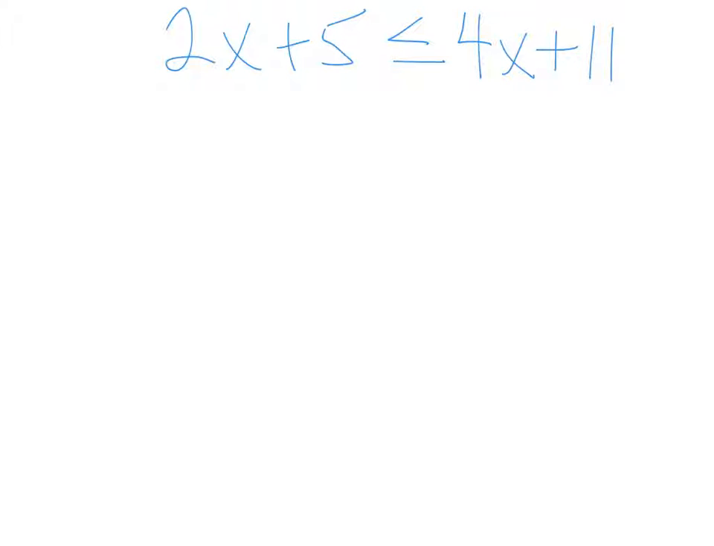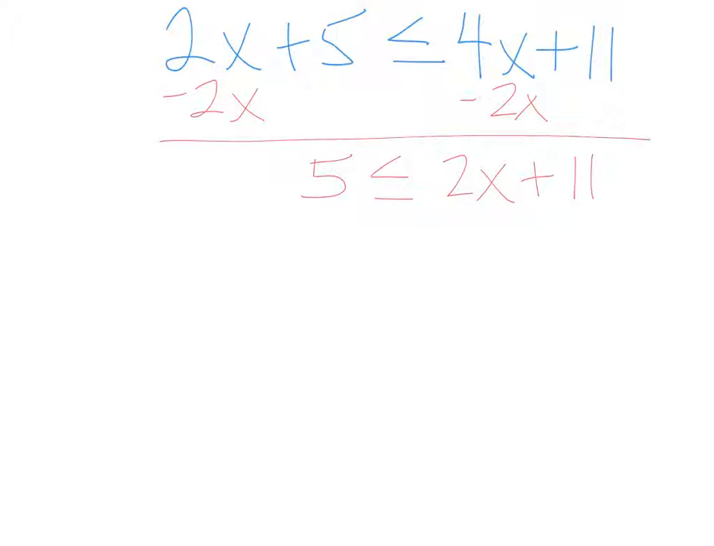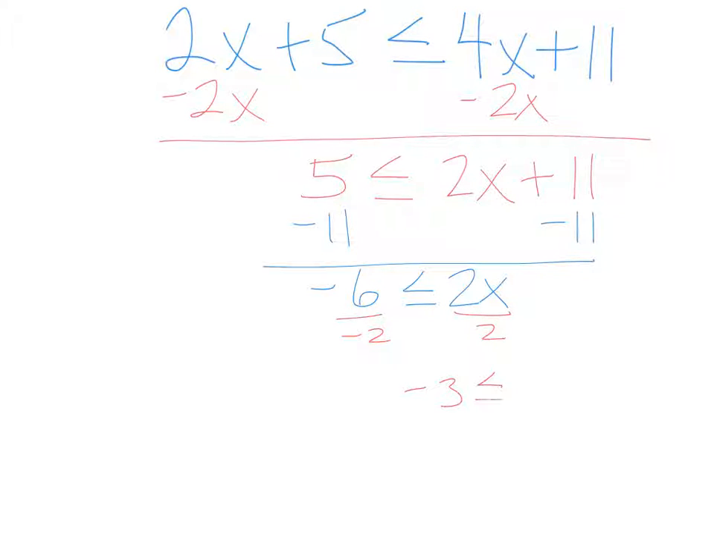In this example, the right side of the inequality is a little bit heavier. So I'm going to subtract the 2x because I don't want to end up with negative x's. I just like to always subtract in a way that I end up with positive x's. So I get 5 is less than or equal to 2x plus 11. Since I want my x's on one side and my numbers on the other, I'm going to subtract 11, and I get negative 6 is less than or equal to 2x. I'm going to divide by 2. I get negative 3 is less than or equal to x.